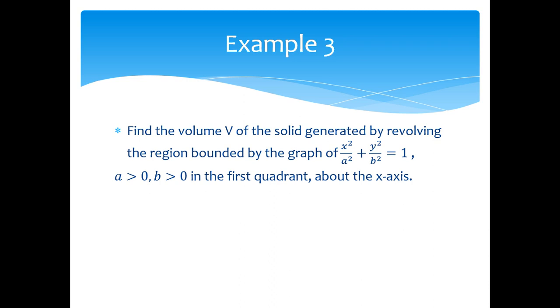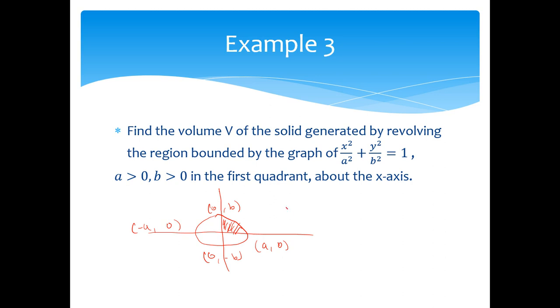In the last problem, we want to find the volume of the solid generated by the region bounded by the graph. This is going to be an ellipse. So this is an ellipse that looks like this. Here I have a, and here I have 0, and here I have b. Here I have 0 and negative b. Here I have negative a and 0. So this is the region that we are revolving around the x-axis.